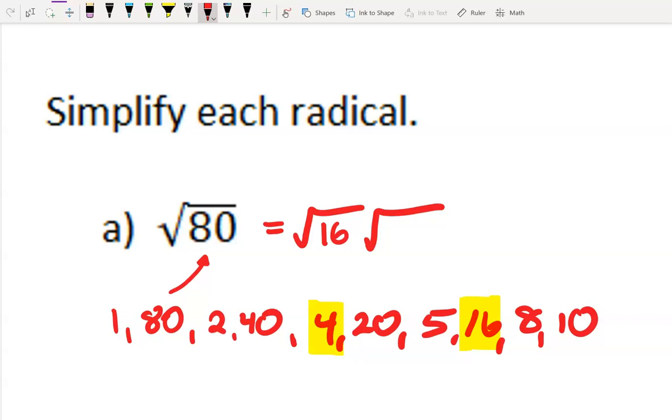Now, 16 goes into 80 how many times? 5. 16 times 5 is 80. So we haven't changed anything. We're not lying. 80 is still equal to 80. We're just writing it a different way. And why do we do that? Because I know the root of 16 is 4, so this is 4 times the root of 5. This is what we call a simplified radical. We've taken out what is a perfect square, and when I say take out, we're dividing out, and we're rewriting it in a different form. It is still equal. It just looks different.